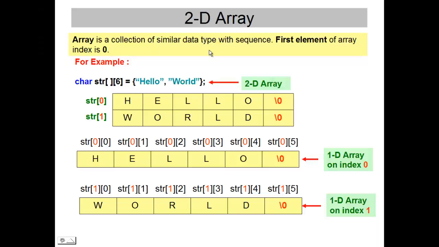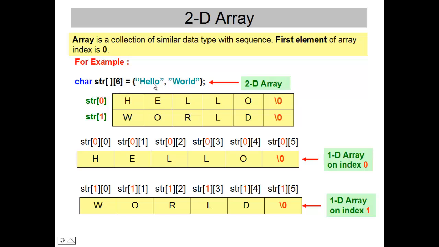Now next we are talking about the 2D array, meaning a 2-dimension array. We know already an array is a collection of similar data types in sequence. First we talk about the character array. Here I am creating a character data type, str, the array name, with a square bracket for single dimension. If you are using single dimension, then one square bracket, and for 2 dimensions use a second square bracket set.